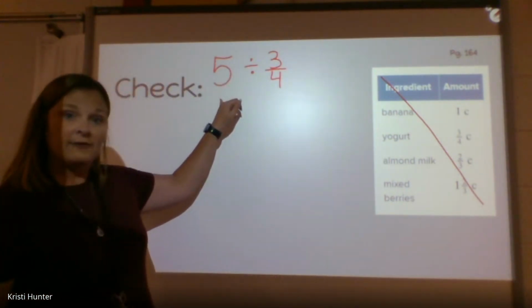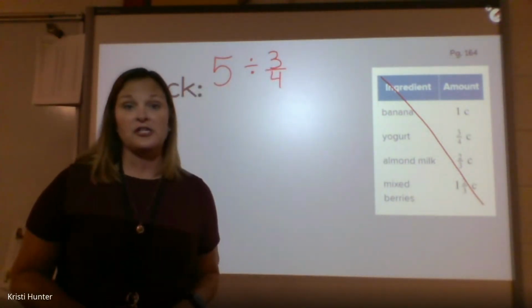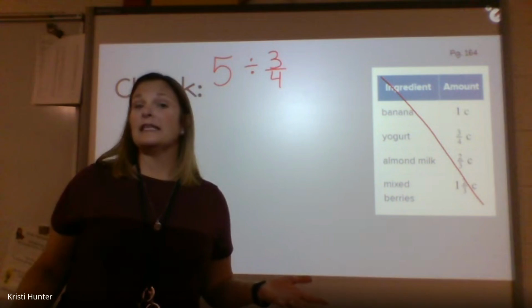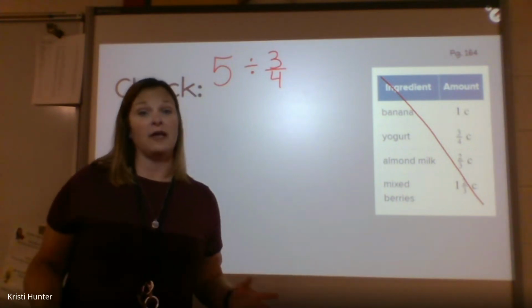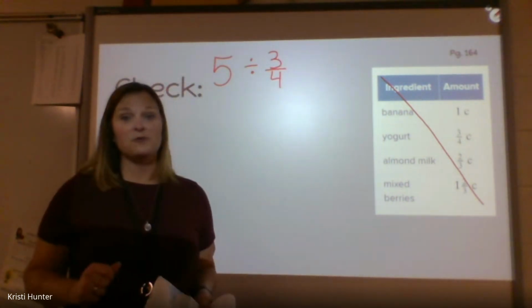Draw your 5 and break it up, or you're welcome to work out the equation. I'm going to show you both ways. Please make sure you're getting these in your notes so that you have them, because your applied questions on your assignment, you're going to want to use these.